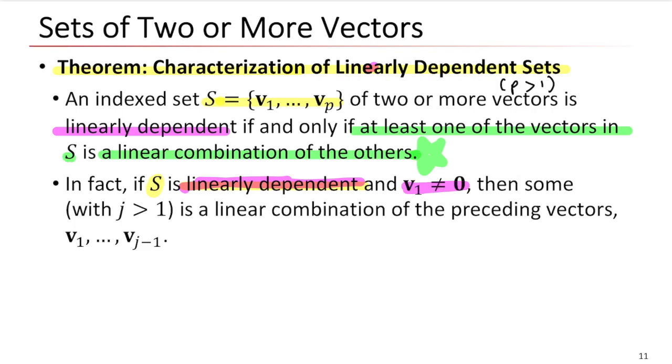And if V1 is not equal to 0, then some Vj, with j larger than 1, is a linear combination of the preceding vectors, like V1 through Vj minus 1. Okay? Yeah, let's prove this theorem.